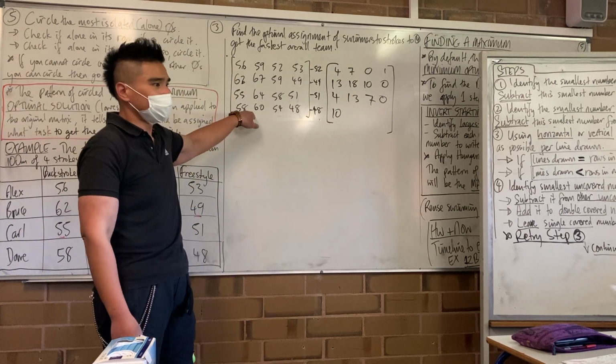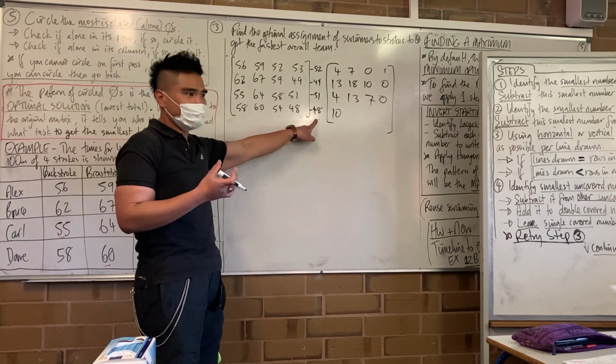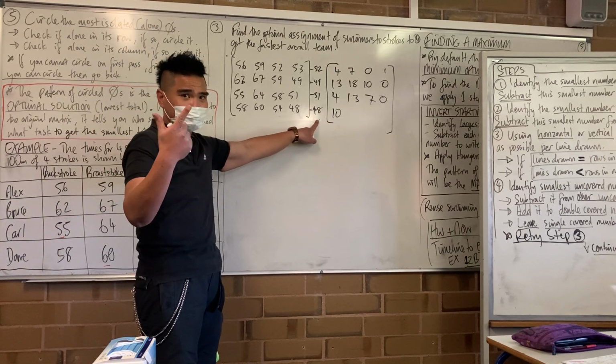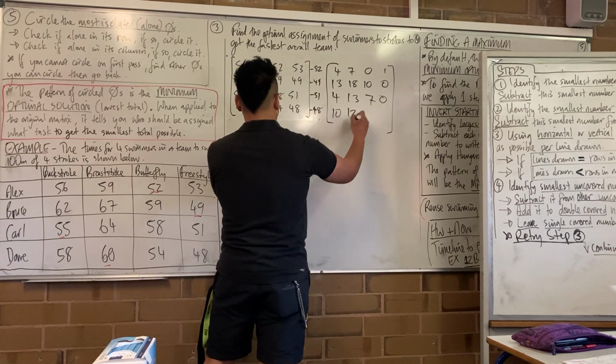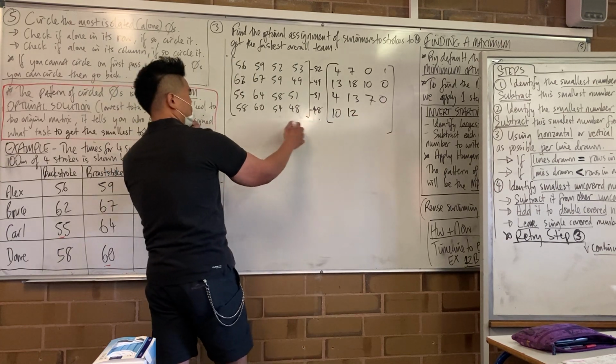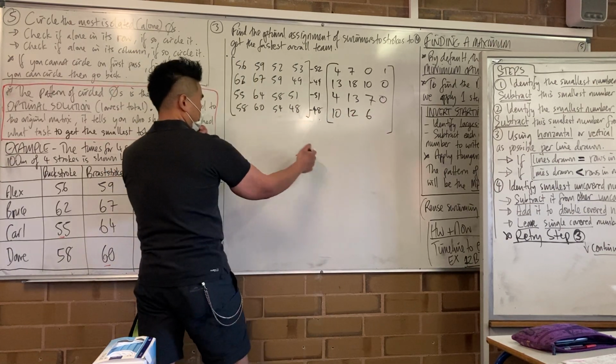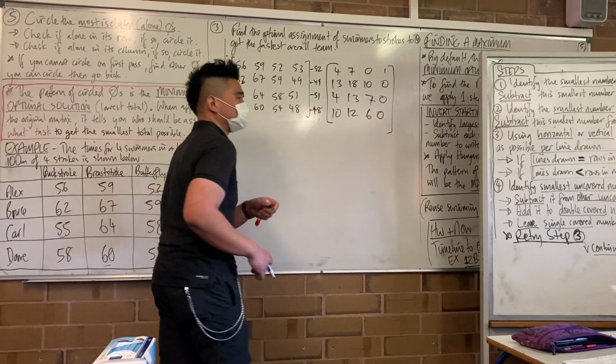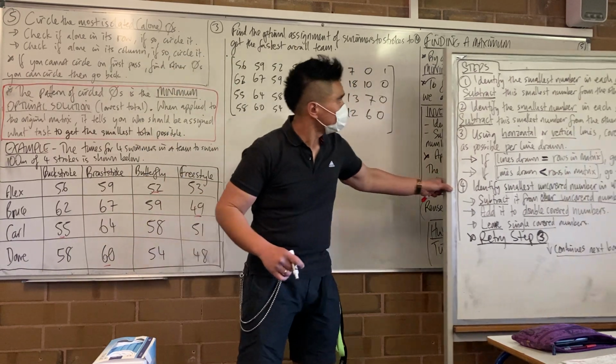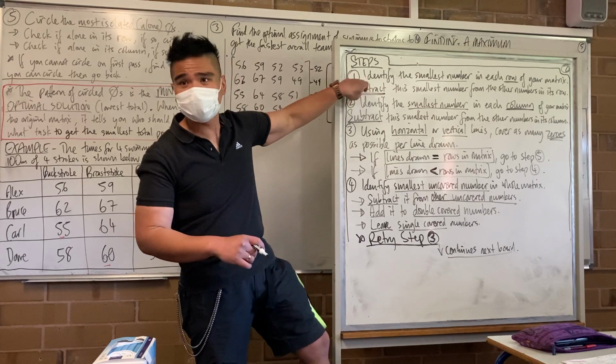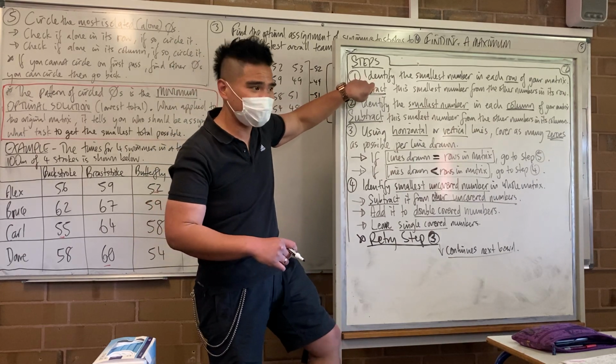58 take 48. This one, not confident. 48 to 58 is 10. 58, 59, 60, 12. 48 to 54, that's 6. 48 take 48, 0. Have we applied step 1? Have I identified all the smallest numbers in each row? Or did I take them away from every number?